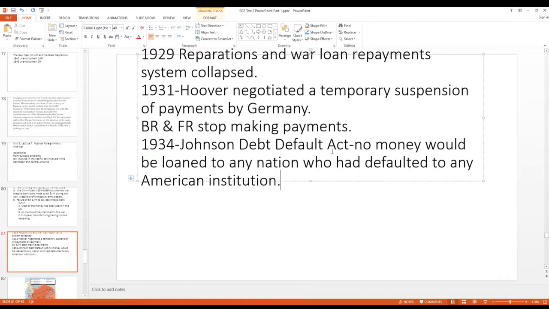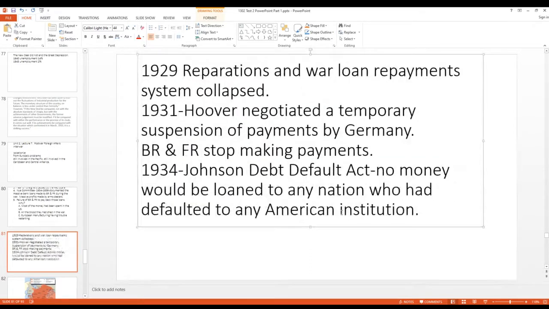Now that's going to have repercussions when World War II starts, because Britain is eventually going to run out of money during the first year and a half of World War II, and the United States is going to have to figure out how to support Britain despite the Johnson Debt Default Act.